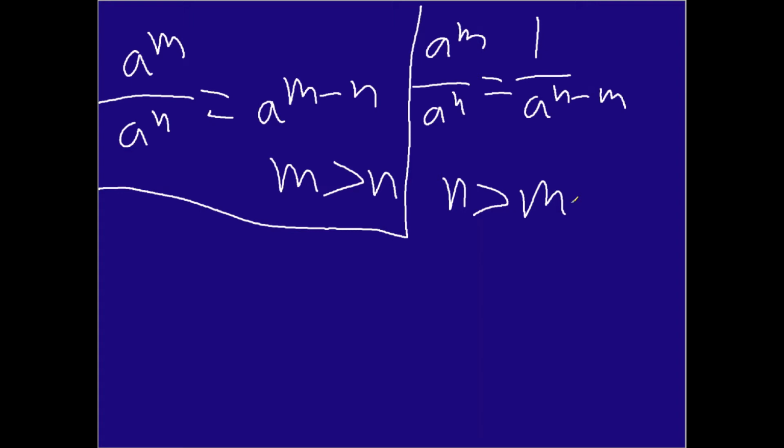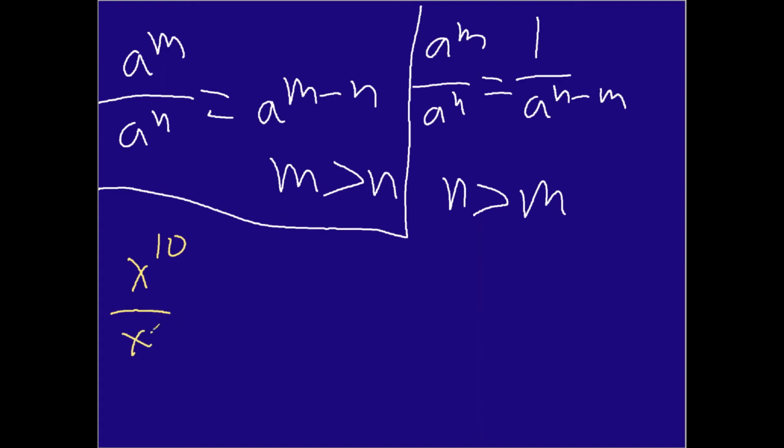the numerator or the denominator is the larger number. And that will affect how you work out the multiplication. So let's do an example real quick. A couple of examples. I think I have two here. Yes, two examples. So we have x to the 10 over x to the 7.